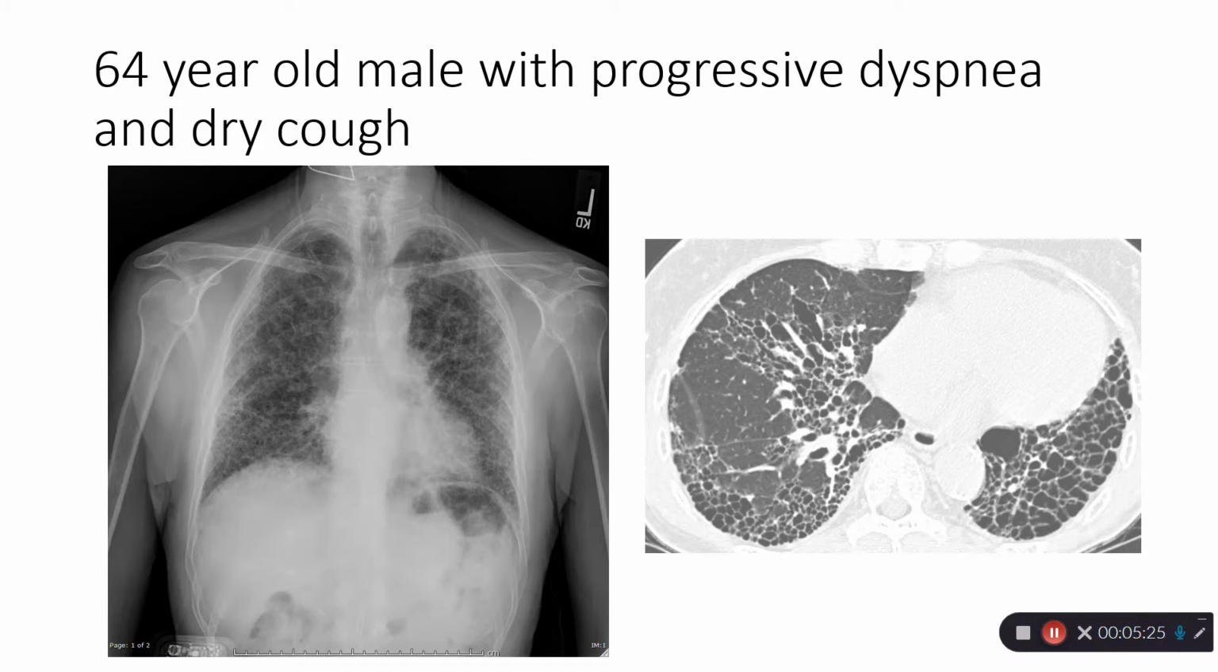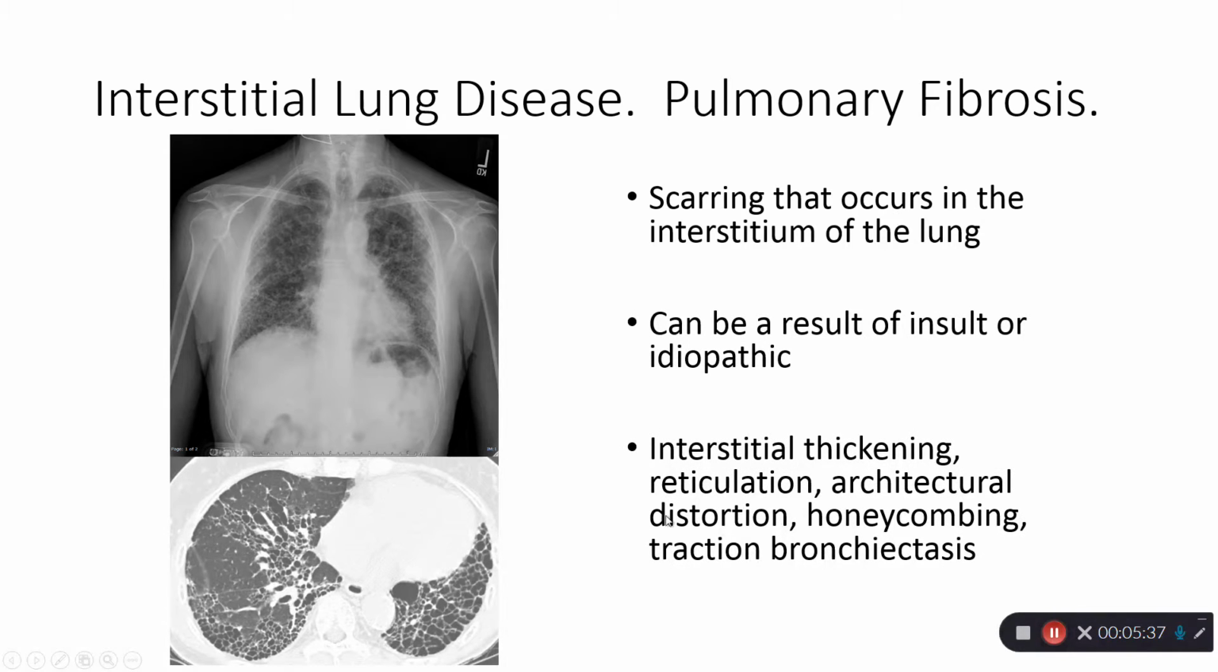Next case, 64-year-old male with progressive dyspnea and dry cough. We have a frontal view of the chest as well as CT of the chest taken at the base. And this is an example of interstitial lung disease, actually this case that we saw earlier when looking at interstitial opacities. So this is an example of pulmonary fibrosis, which occurs when there's scarring within the interstitium of the lung. This can be idiopathic or be a result of prior insult.